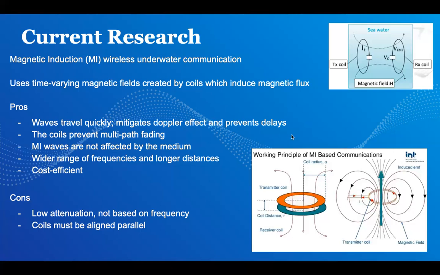The cons are there is low attenuation, but it's not based on frequency, which can actually help us out because we can easily code for it and decode the message. But the coils also must be aligned parallel for them to work effectively, as seen in this diagram.